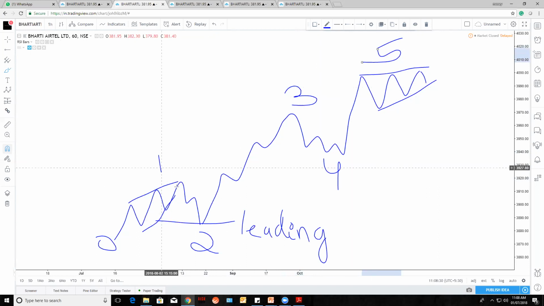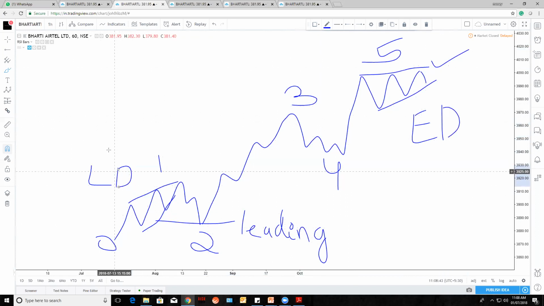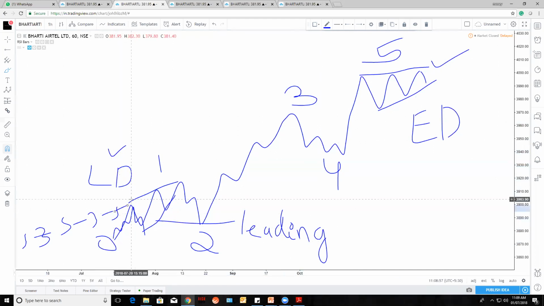This is the third wave, this is the fourth wave after the third wave, and this is the fifth wave. This is the ending diagonal, so I'll call it ED, and the leading diagonal LD. Leading diagonal and ending diagonal. Internally here it should be 1 2 3 4 5 and 3-wave structure, that is a 5 3 5 3 5 structure. A 5 3 5 3 5 structure here. It can be 5 3 5 3 5 here, or else it can be okay if it is 3 3 3 also.